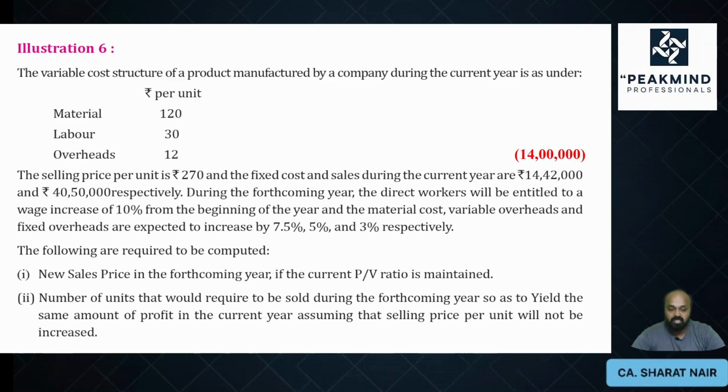Second part of the question, they are asking how many units I will have to sell in the forthcoming year, to ensure that whatever current profit I have earned is maintained. And also they are saying you can't change your selling price. You have to maintain the selling price also. So these are the data which are given to us. Let us start the problem.